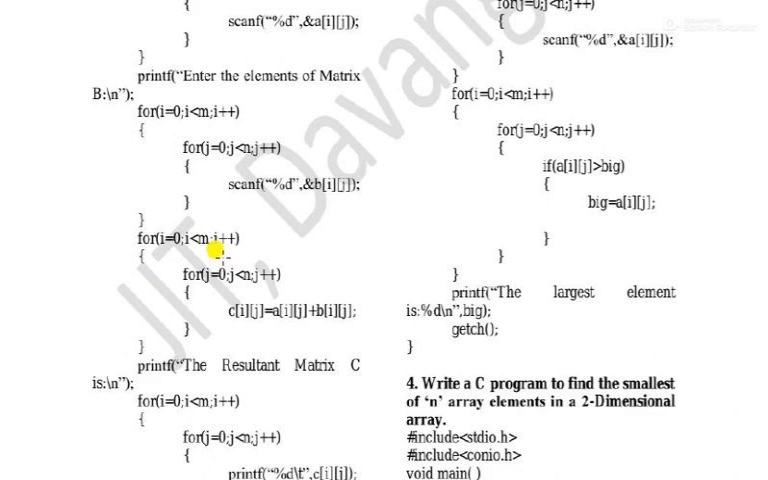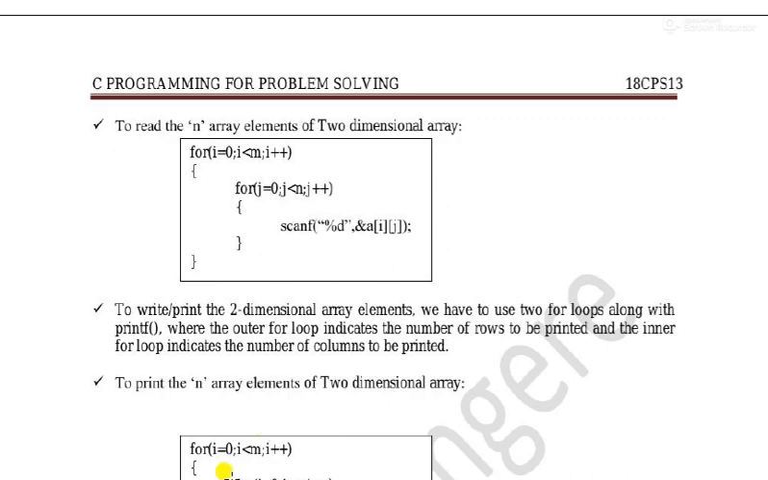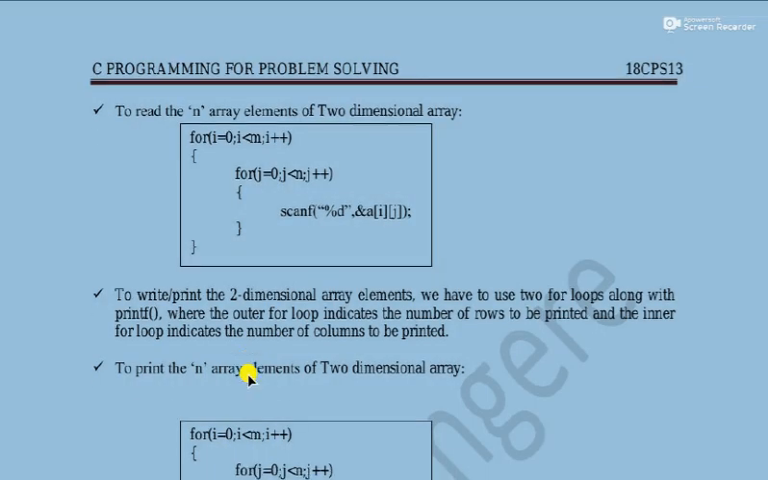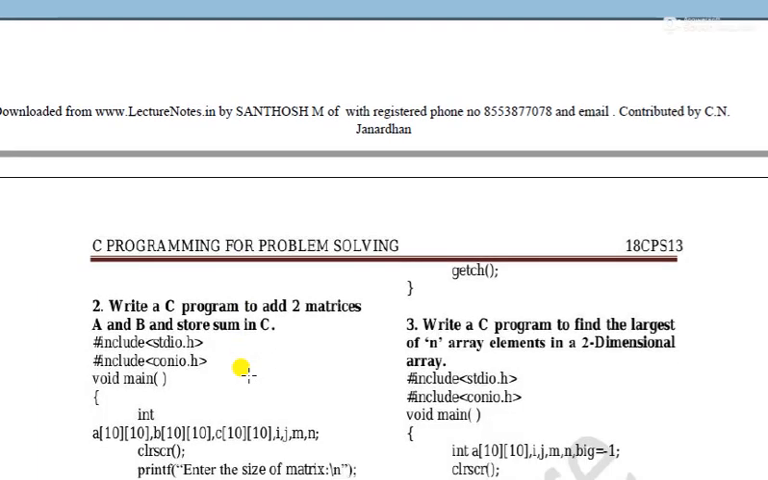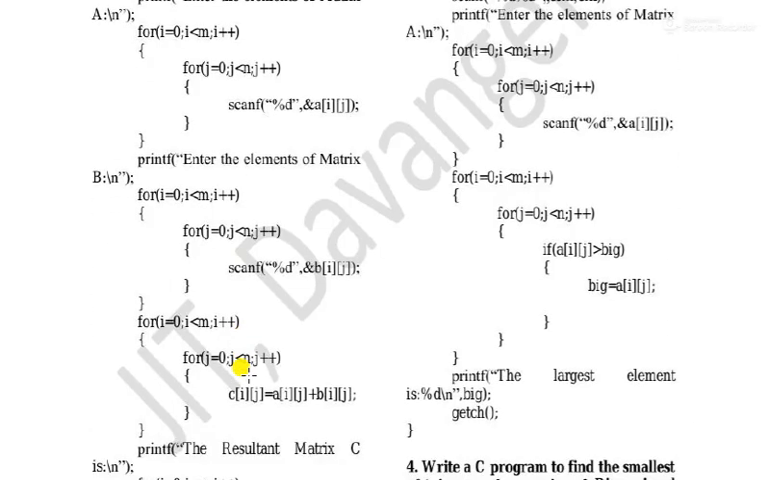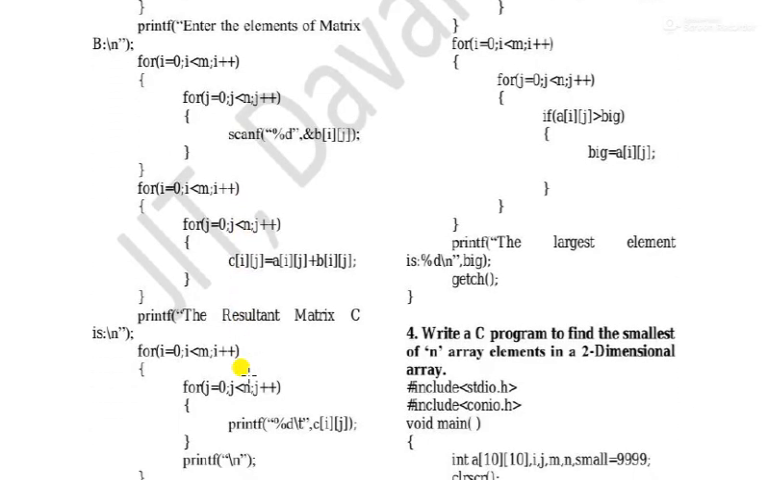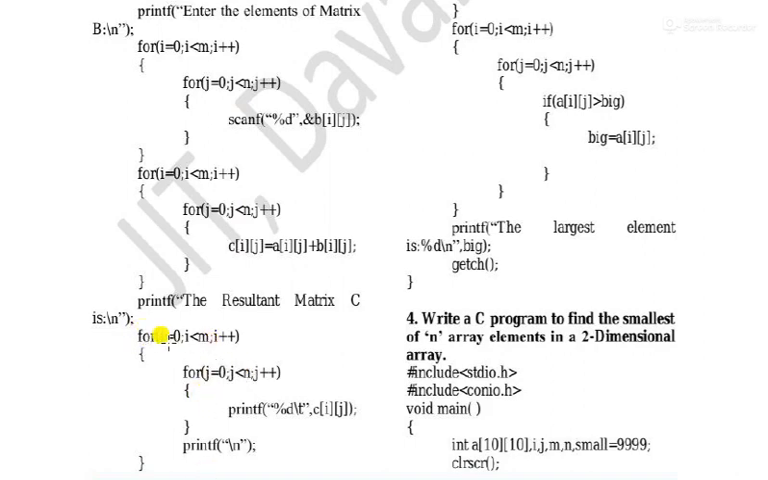Okay, so next printf the resultant matrix. Where will that result be stored? That result will be stored in C of ij. So for i is equal to 0, i less than m, i plus plus, for j is equal to 0, j less than n, j plus plus, printf percentage d, C of ij. So here we print the resultant matrix; that C of ij value will be printed.